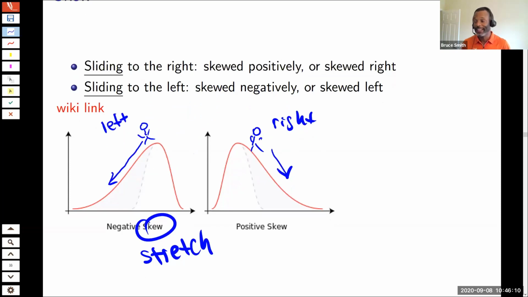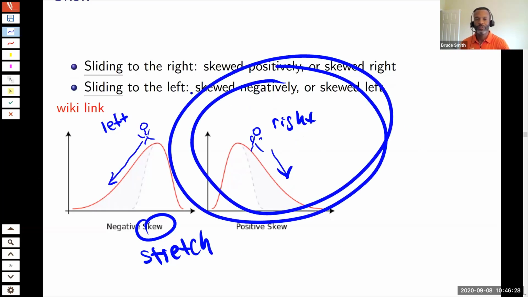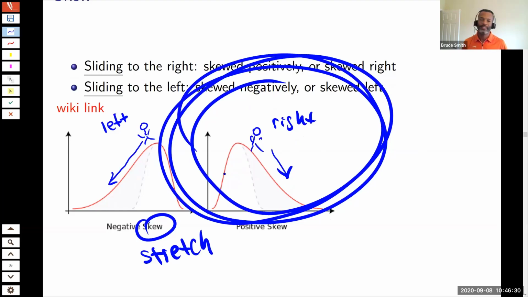It's interesting that for those of you that typed in an answer, 1, 2, 3, 4, 5, 6, 7, 8, 9, 10, so maybe 10 out of 12 of you would have called this one here skewed left. And I get it. I get it.